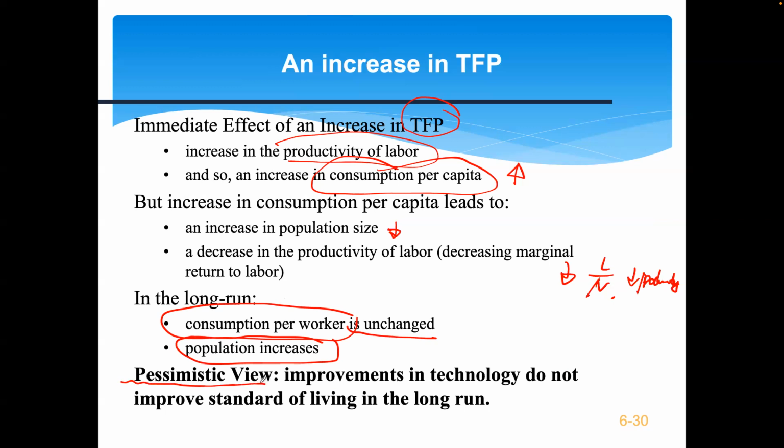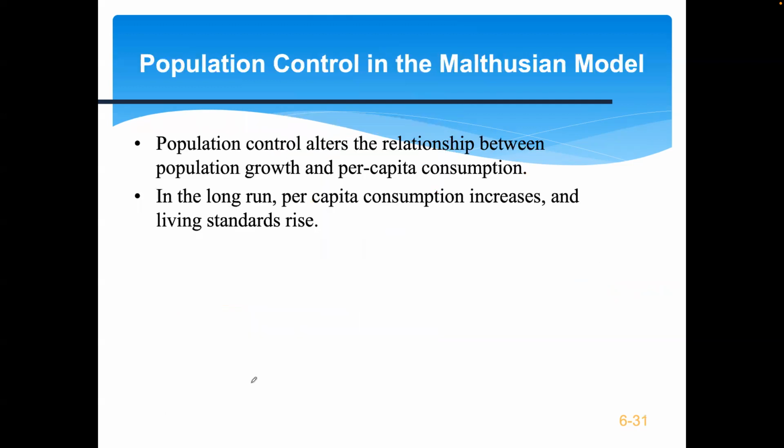To summarize, he believed improvement in technology does not improve the standard of living in the long run. There's no hope, basically. But in some sense this is exactly what happened before the Industrial Revolution. Indeed, there was no hope. For thousands and thousands of years, the average human being's standard of living stayed pretty much the same. Yes, there was population growth, but the standard of living stayed pretty much the same.